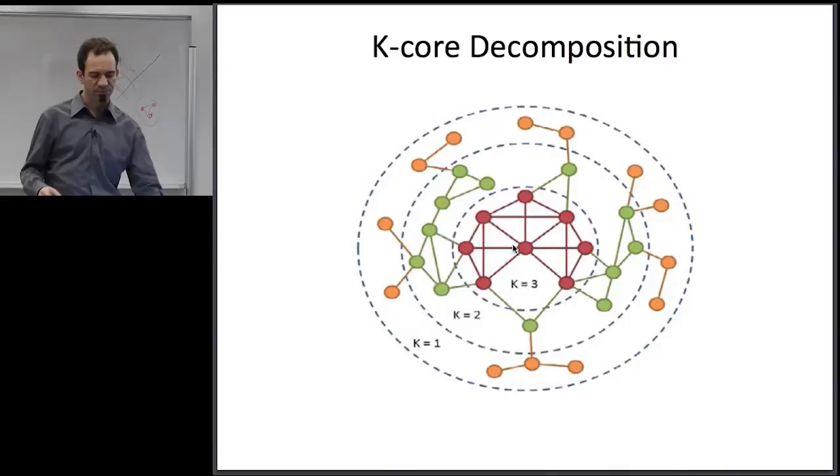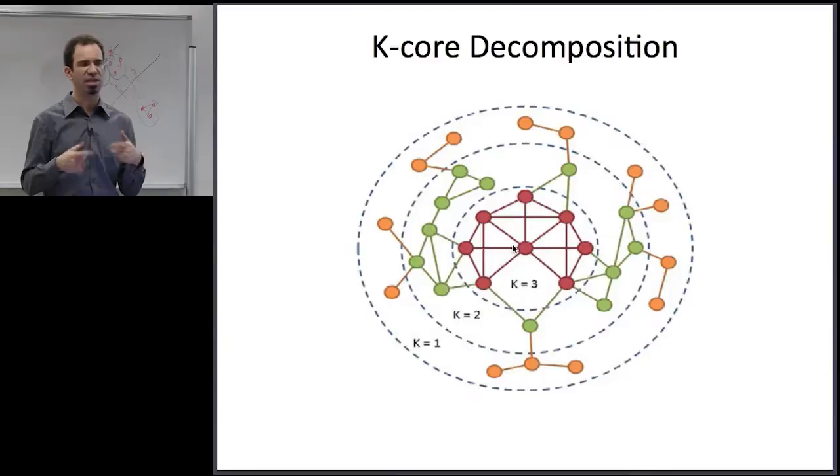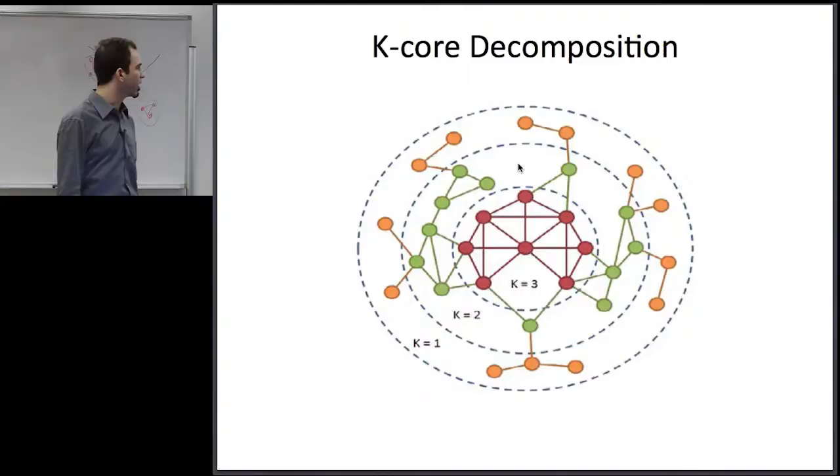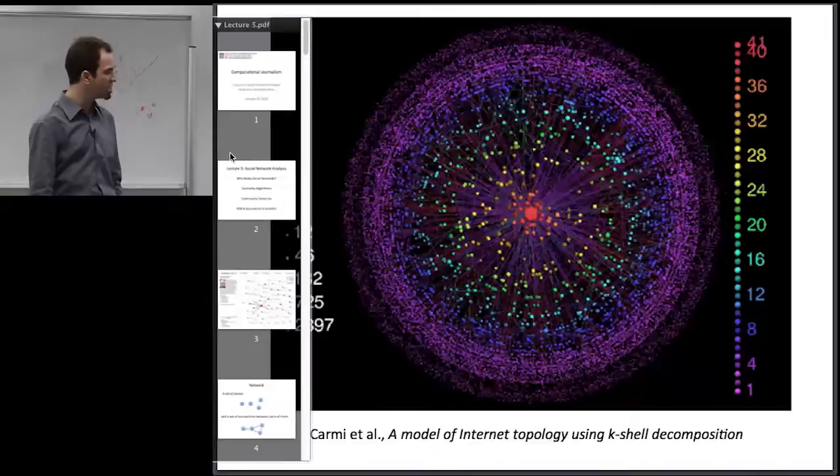So I keep removing edges of every node that has degree less than k until I have nothing more to remove. Reasonably clear, I hope? Not very hard. And you do this for big networks and you get some interesting stuff.